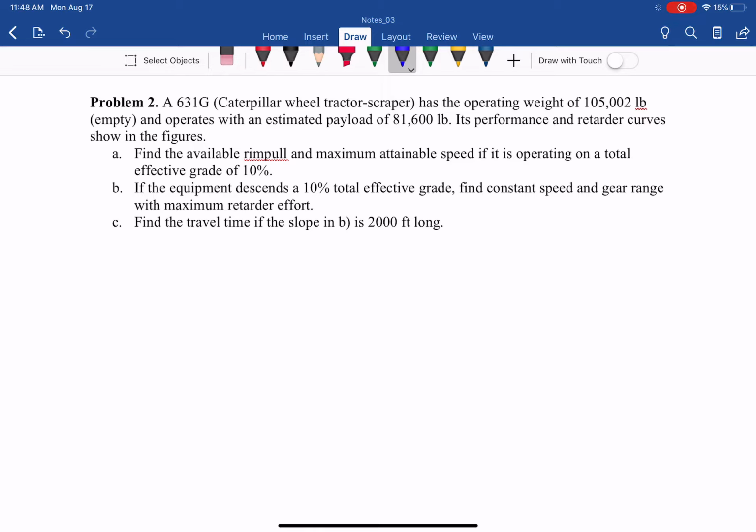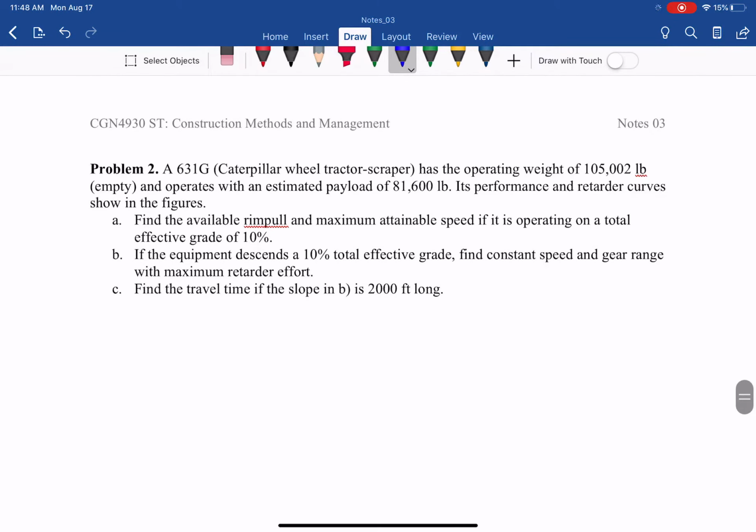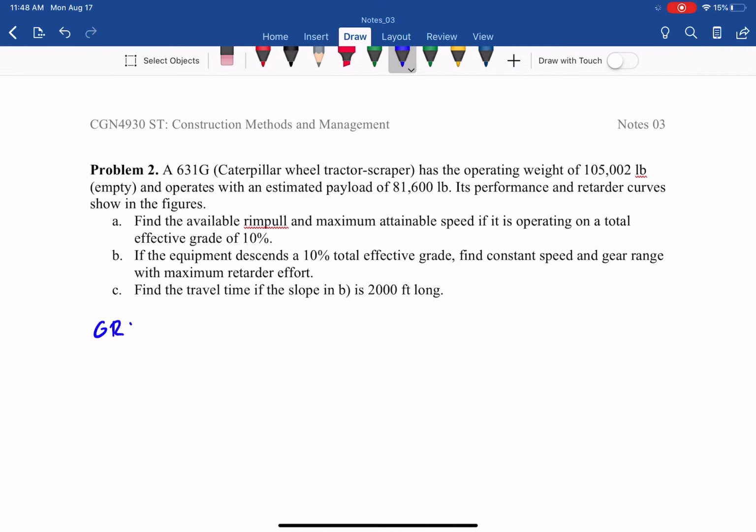And C: find the travel time if the slope in B is 2,000 feet long. So we have the speed in B with the distance of 2,000 feet, and you will be able to find the travel time. So let's go with the first thing first. We need to determine the gross weight of the equipment.